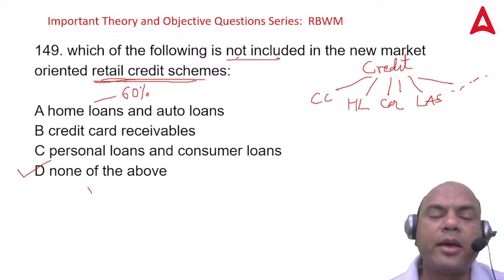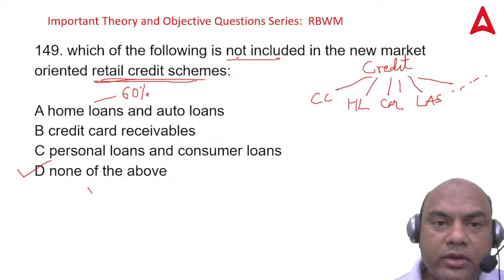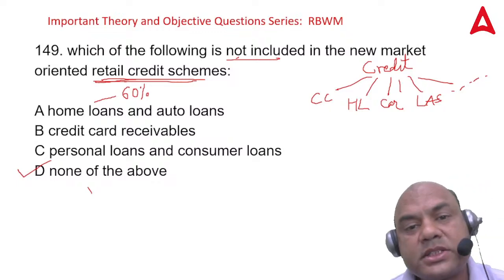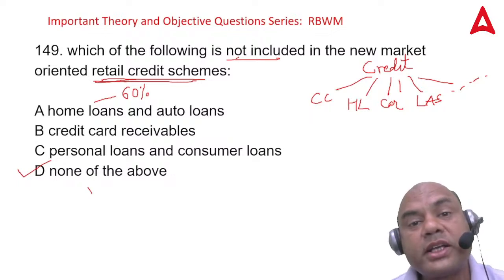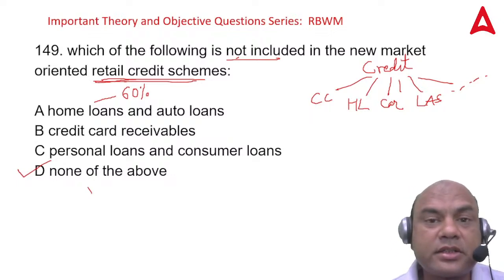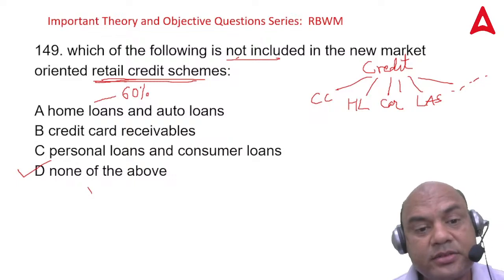Only the thing that has happened is, home loans were there earlier also. Home loans are there now also. Then what has changed now? The fastness, the speed, that has changed. Customer acquisition has changed. Okay.